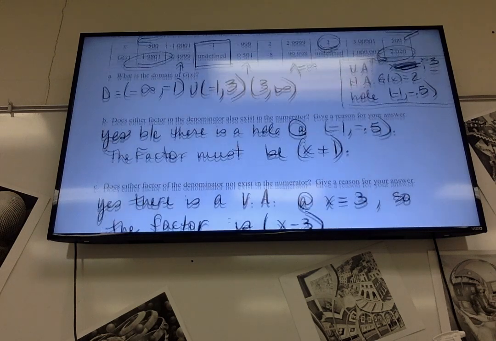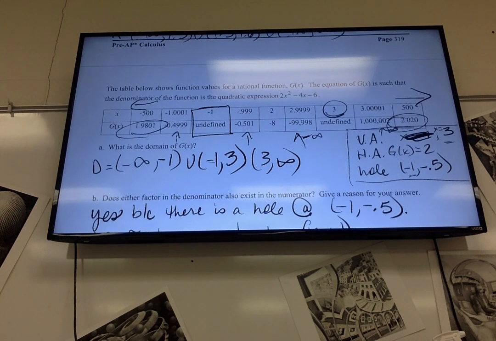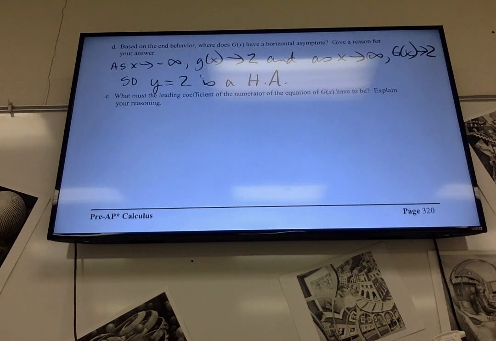So this last one, we would need to read the directions a little bit more. The equation of g of x is such that the denominator of the function is the quadratic expression 2x squared minus 4x minus 6. So that's just saying, we know we have something on top and something on bottom. It's 2x squared minus 4x minus 6. And the question says, what must be the leading coefficient of the numerator of the equation of g of x? Explain your reasoning.